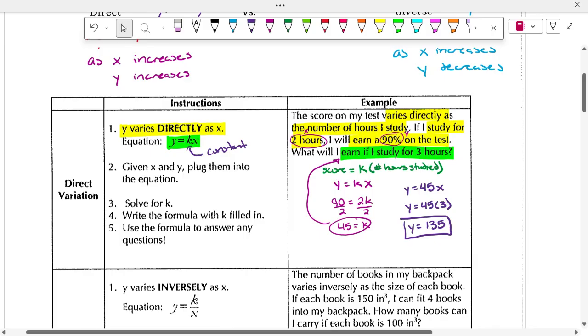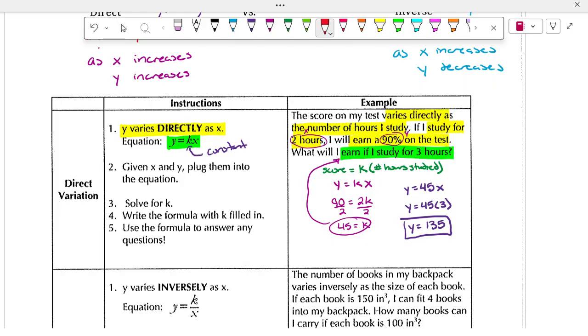So that's typically how direct works. This is the formula that you need to know. And typically, whatever they state first is your y. Whatever they state second is your x. Typically, but you can also kind of infer it.